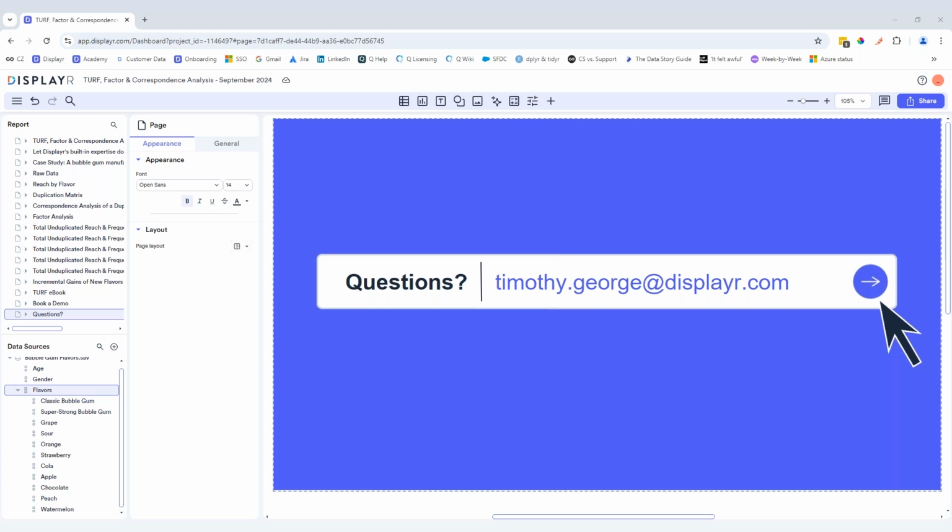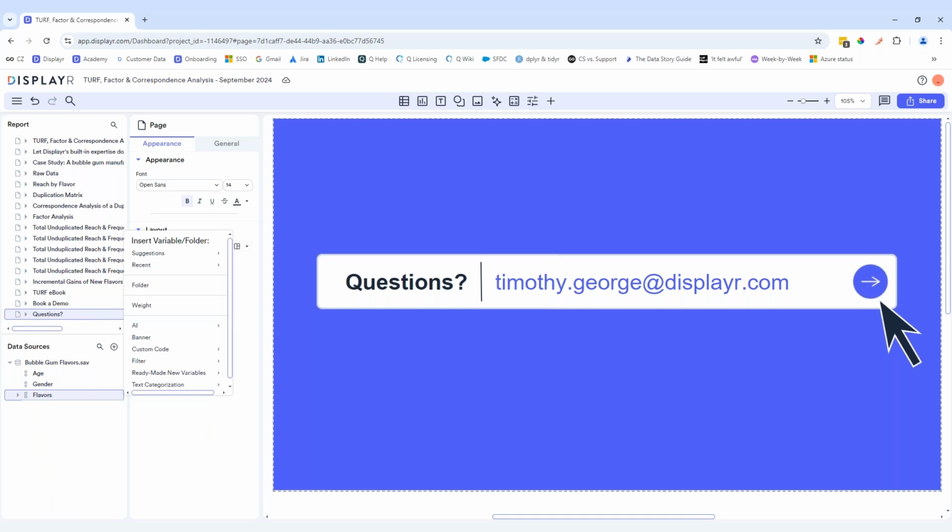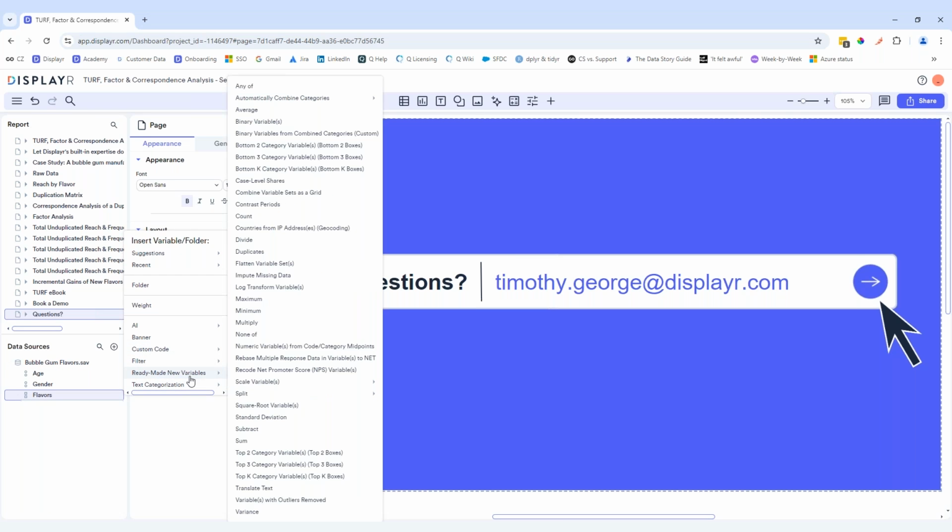Displayr has tools that can make creating binary variables really easy for you. I don't have data to actually do it, but just want to point out that one of our ready-made new variables scripts is binary variables right here.